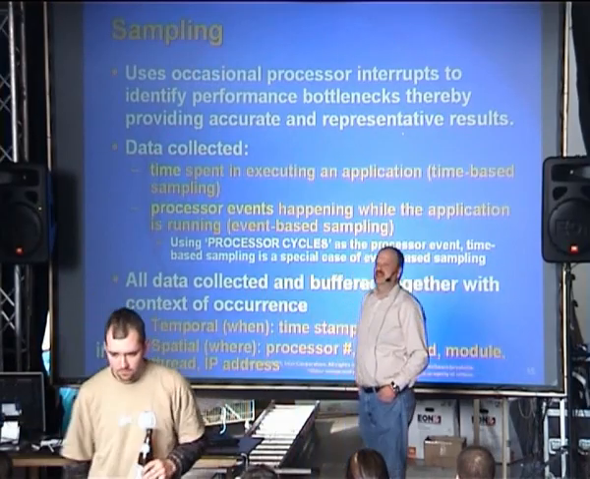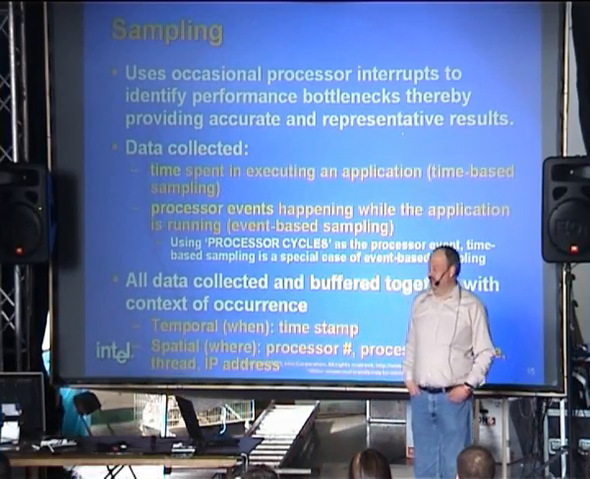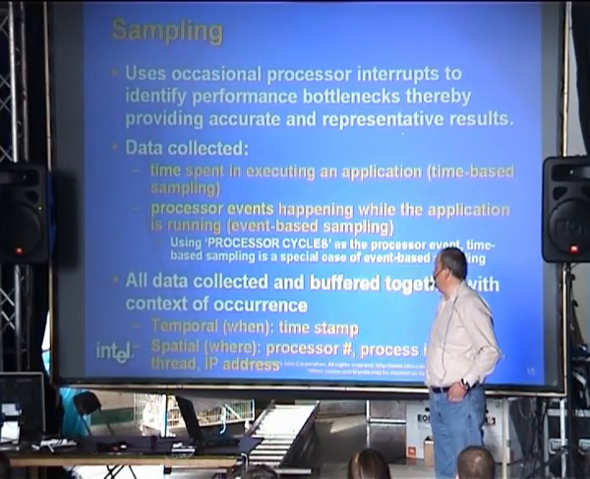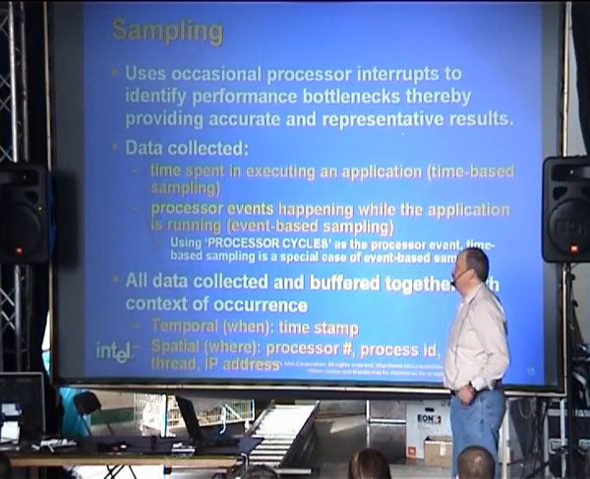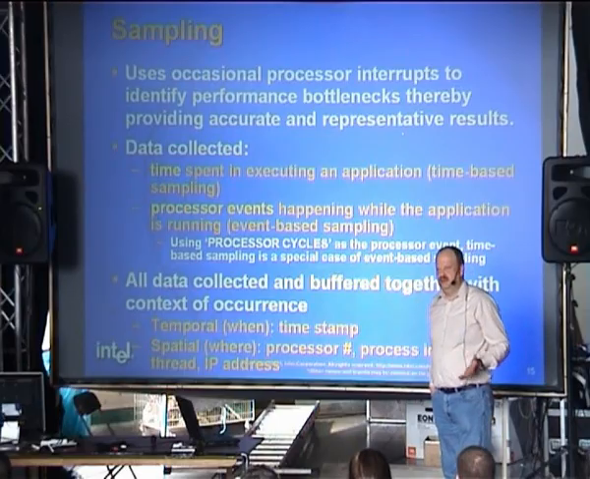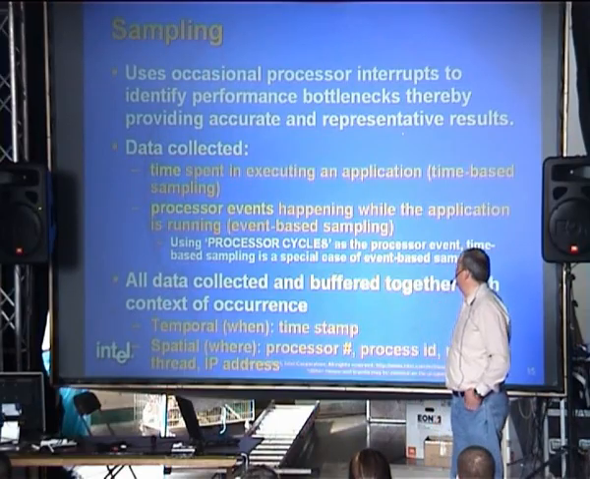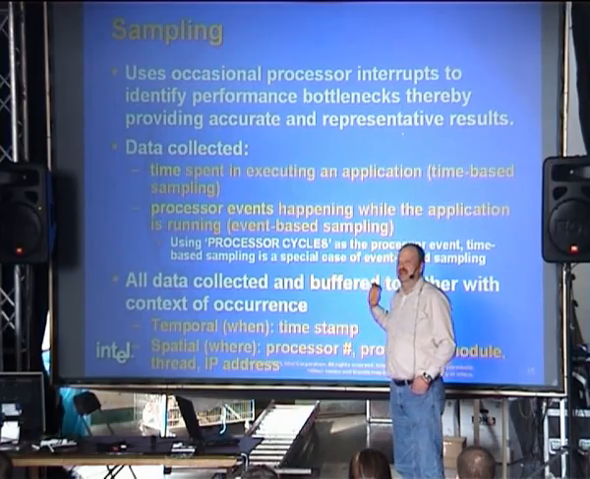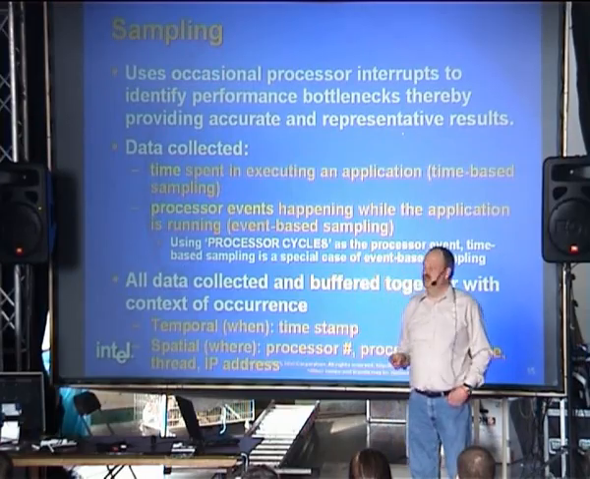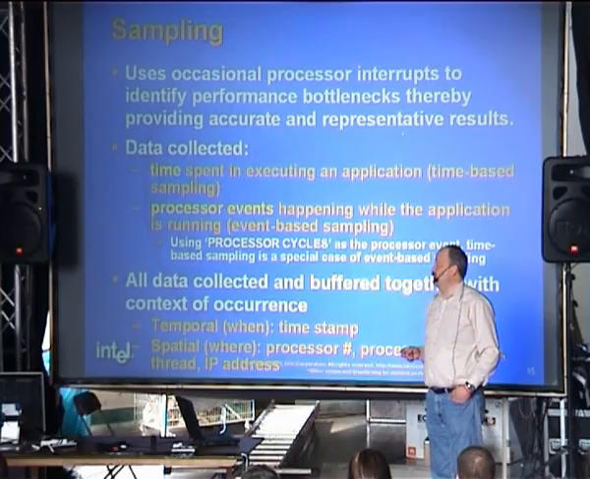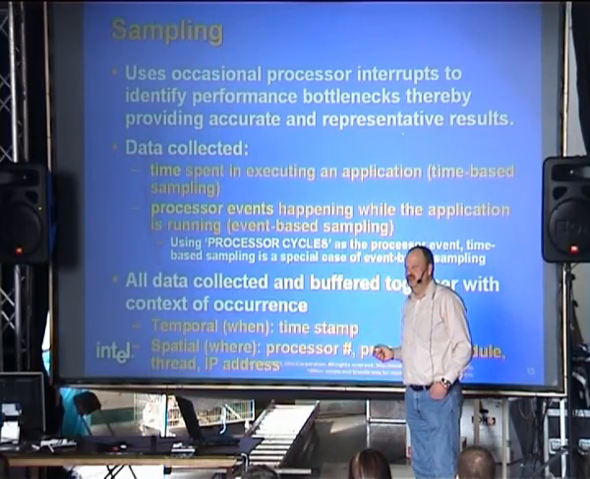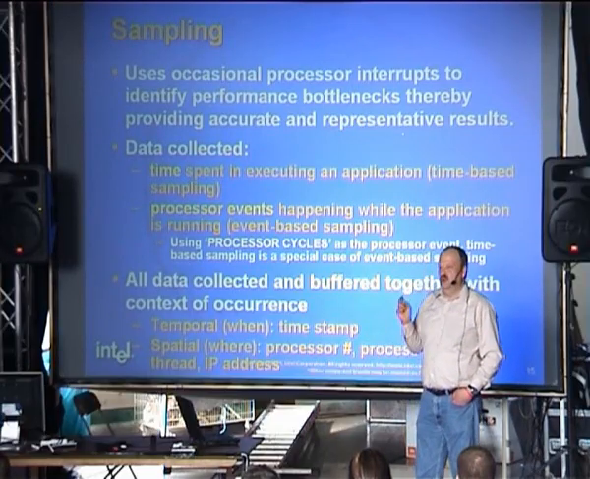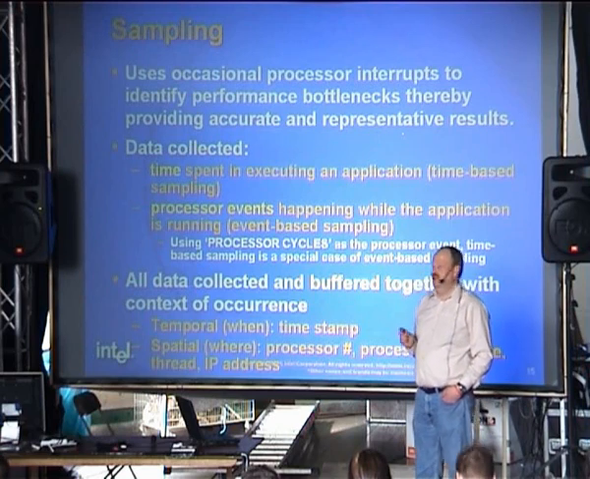So again, as I mentioned already, most important in vTune is sampling. So what does sampling mean? You try to identify typical performance bottlenecks in your application while it is running. And we make a difference between two kinds of sampling. The first one, time-based sampling. This is the most trivial way to use vTune. You simply look where the time is spent while my application is running.